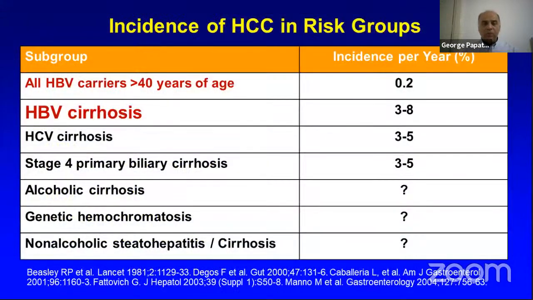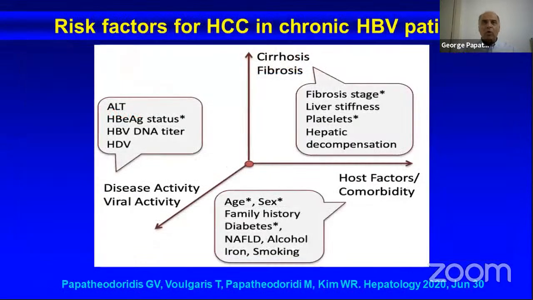At the same time, we should keep in mind that among patients who are at increased risk for HCC, the absolute yearly incidence is not the same. So, for example, it's increased in all HBV carriers, but the absolute incidence is not very high, as you see in the slide, approximately 0.2 per year, but it is highest in patients who have developed cirrhosis due to hepatitis B. It is considered high, a little bit lower than HBV cirrhosis, in patients who have HCV cirrhosis, stage 4 primary biliary cirrhosis, and probably in the same range, the risk of HCC is for patients who have other types of cirrhosis.